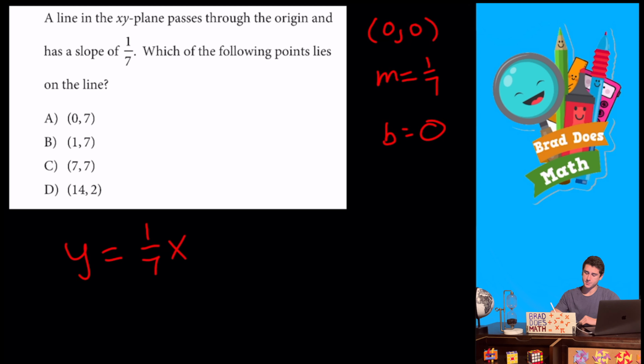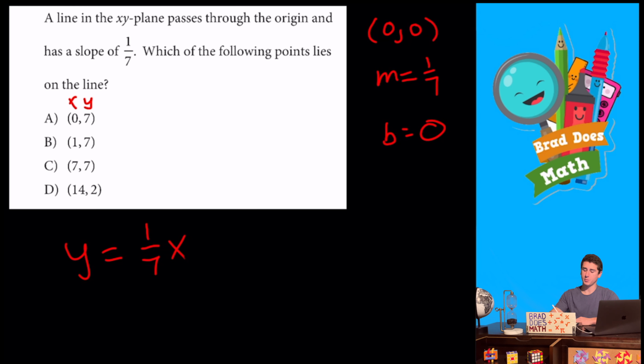Y equals mx plus b. So y equals 1/7 x. M is 1/7. And b is 0. So we can just get rid of it. Now it says, which of the following points lies on the line? And to figure out if a point lies on the line, you just plug in your x and your y and see if this equation holds true.